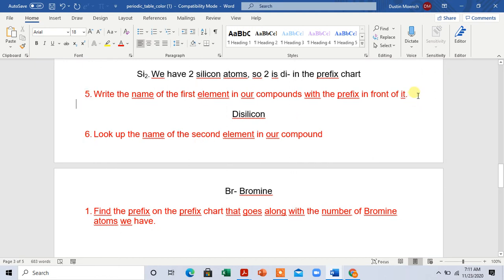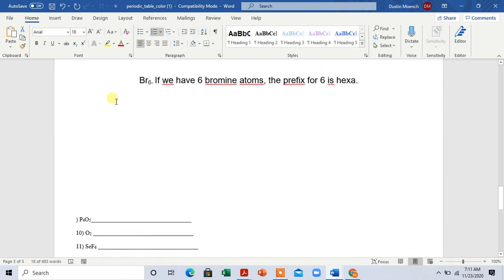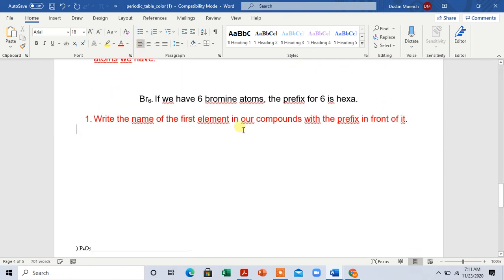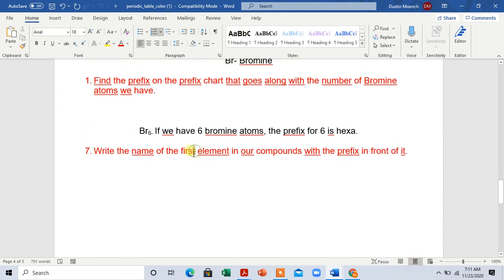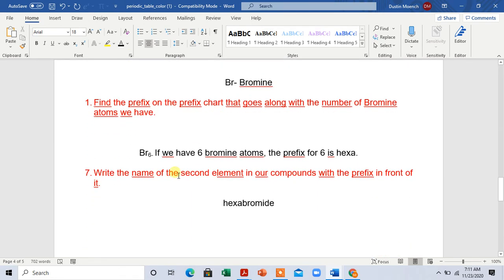And then we're repeating step 5. Write the name of the second element this time in our compound with the prefix in front of it. So now we have hexabromide, with the prefix in front of it. And don't forget to change the ending to "ide."